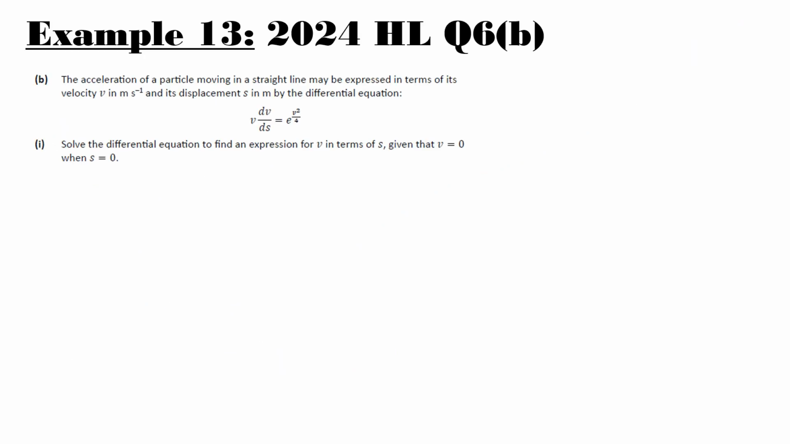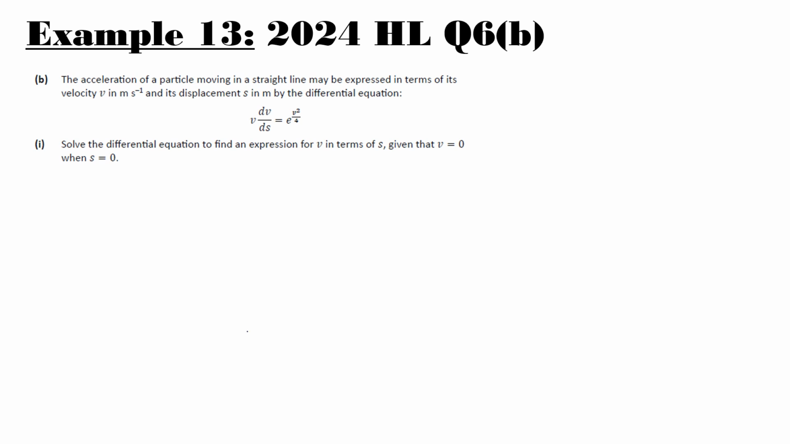This question comes from the 2024 higher level paper and it's question 6 part B. The acceleration of a particle moving in a straight line may be expressed in terms of its velocity v in meters per second and its displacement s in meters by the differential equation v dv/ds, which we know is another way to say acceleration, is equal to e to the power of v squared over 4. Solve the differential equation to find an expression for v in terms of s, given that v equals 0 when s equals 0. So first thing we're going to do is separate this out.